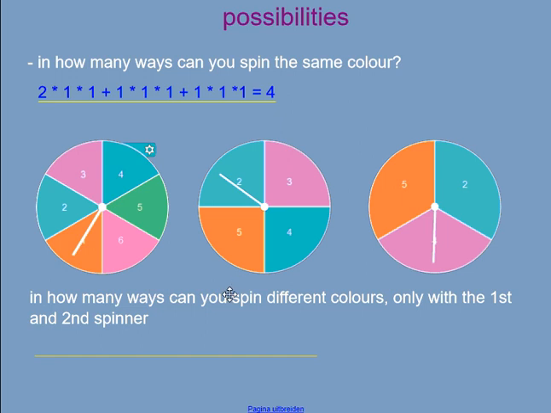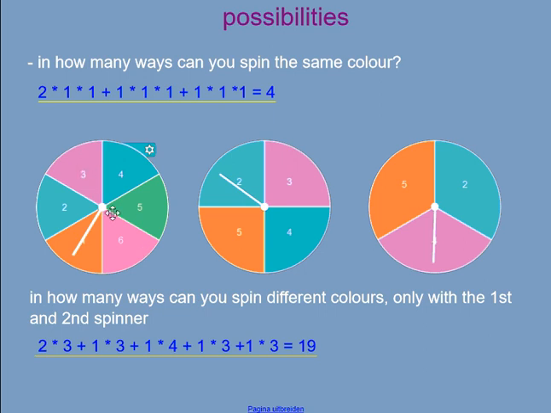You can also ask it with only this one and only this one. You can do the same. Pink, 2 options and 1 option. Orange, 1 option and 1 option. This one, light blue, 1 option, 1 option, and darker blue, 1 option, 1 option. So in total you, oh sorry, the question was different colors. Man, I made a mistake, sorry. Different colors.